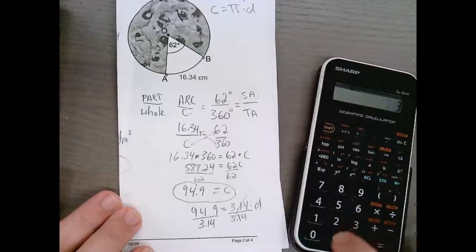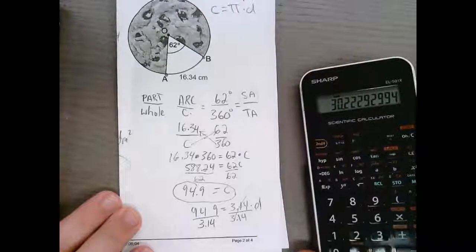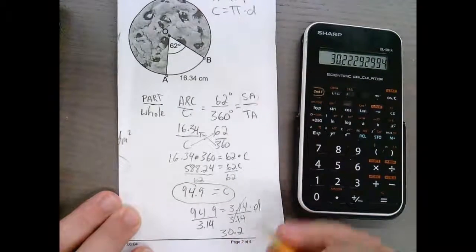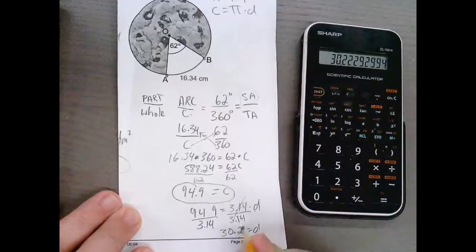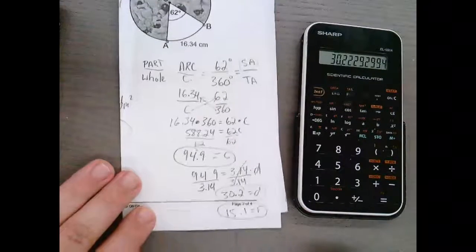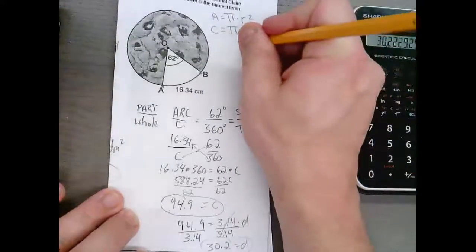94.9 divided by 3.14 gives us 30.222, so about 30.2. 30.2 is the diameter. That's pretty easy to divide in half. The radius, half of 2 is 1. Half of 30 is 15. So that is our radius. It's 15.1. So if I go back up here, because I'm running out of space.